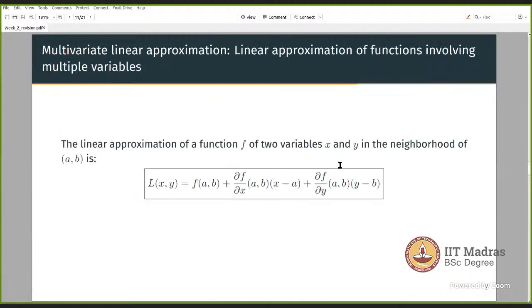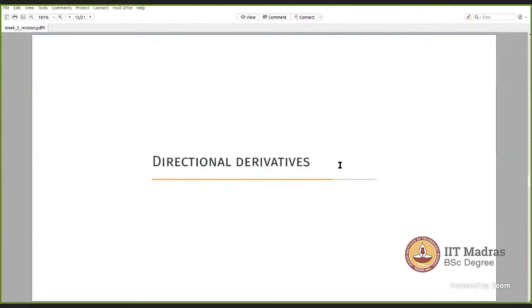And on the level of the quiz, would it be similar to the types of questions that we did in the practice assignment and mock test quiz? Yeah, the mock quiz you took a look at. So yes, more or less it will be the same. All right. So that was about linear approximation.